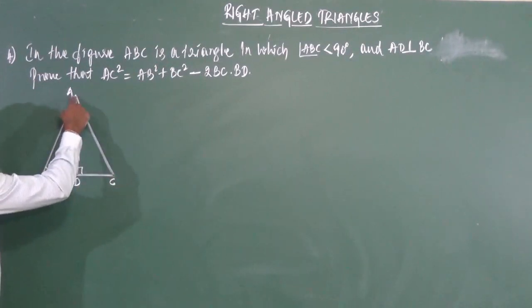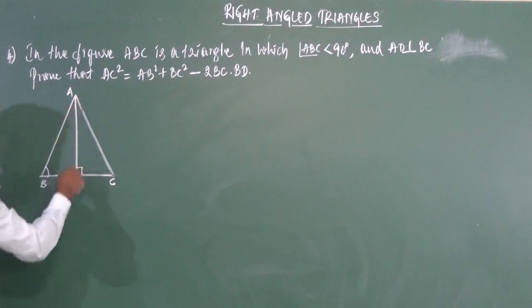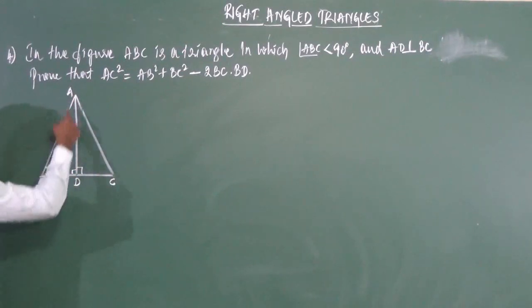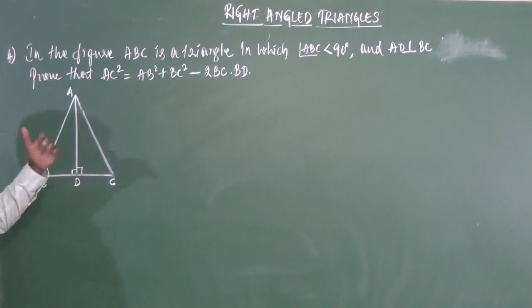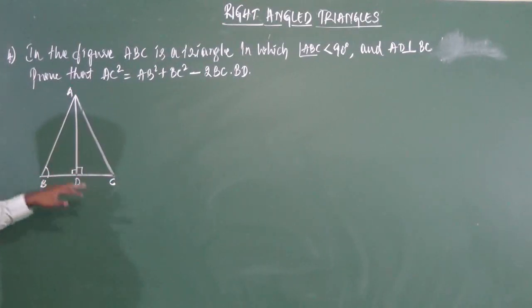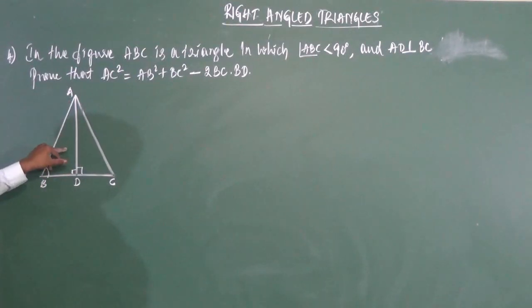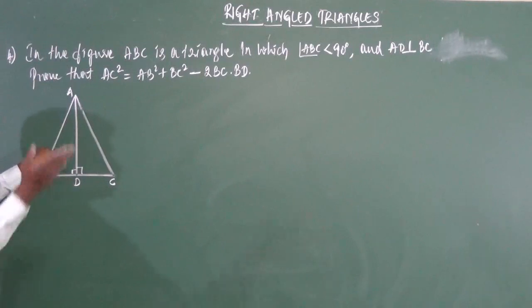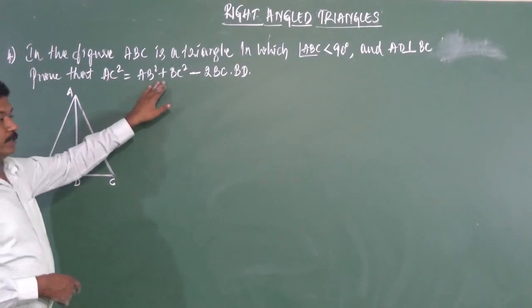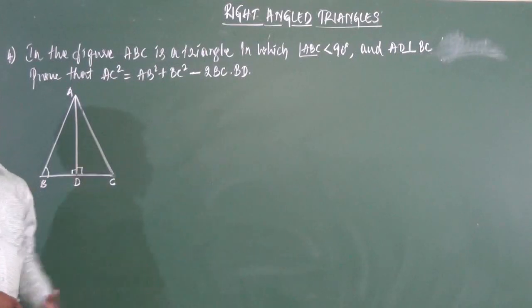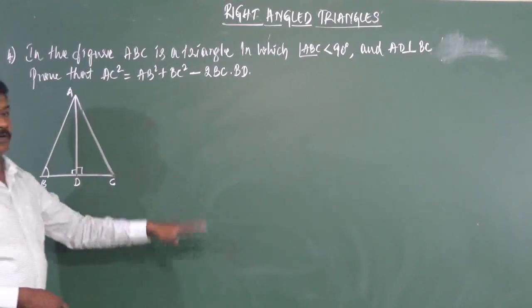Come back, select triangle ADB. In triangle ADB, AB square is equal to AD square plus BD square. Apply Pythagoras theorem to triangle ADB and put this in equation 1. Instead of AD square plus BD square, substitute AB square, and you will reach the required result. I hope it's very simple, you will do it.